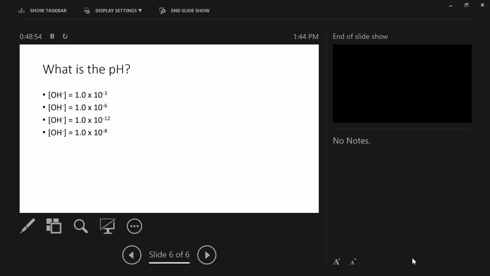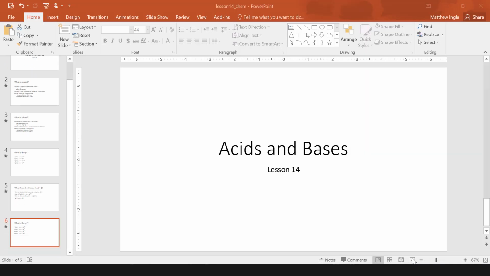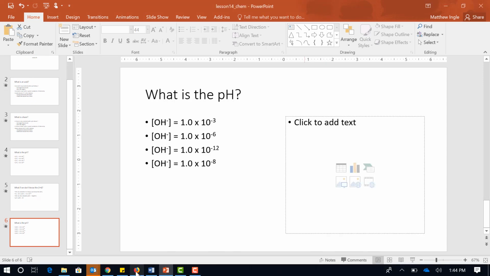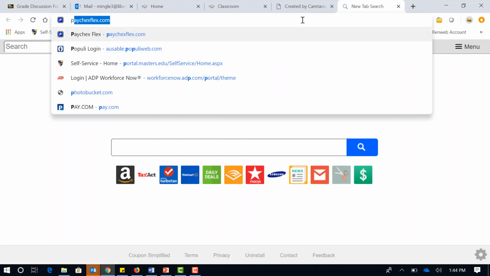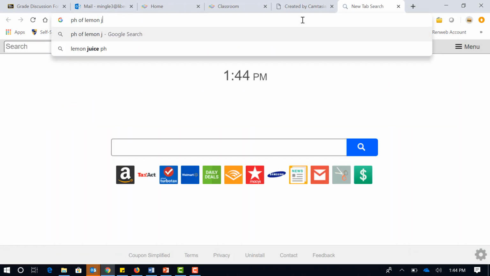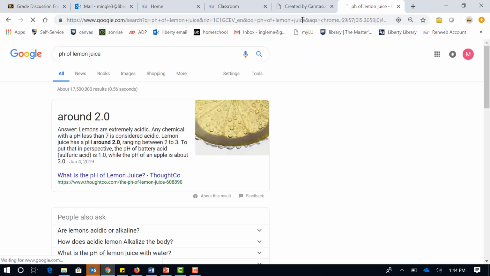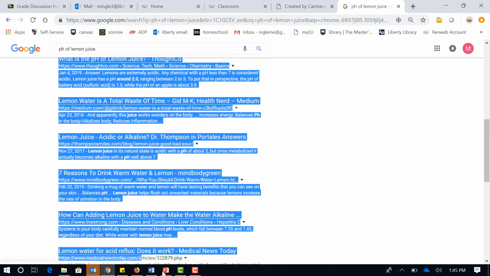The pH of lemon juice is actually fairly low. I think it's somewhere between 2 and 3. Here, let's find out. pH of lemon juice. It's around 2. So you can. But a pH of 0, that's not a good idea.